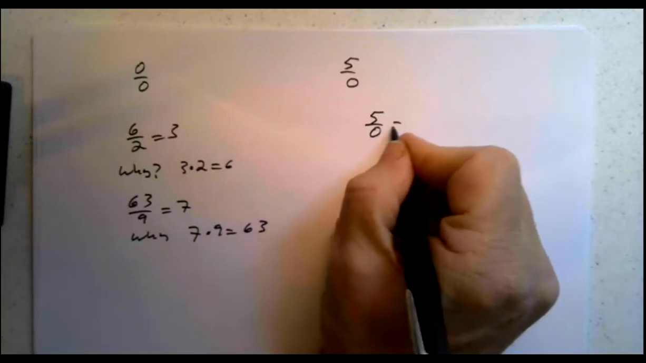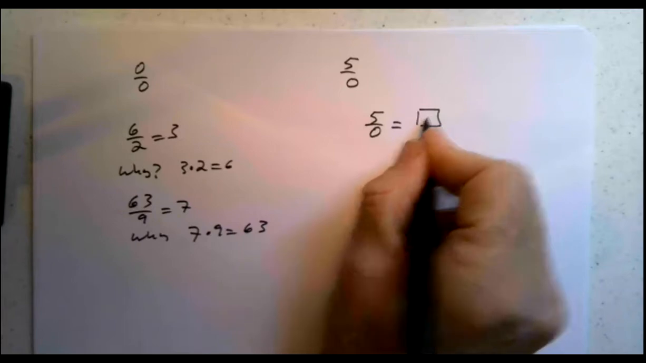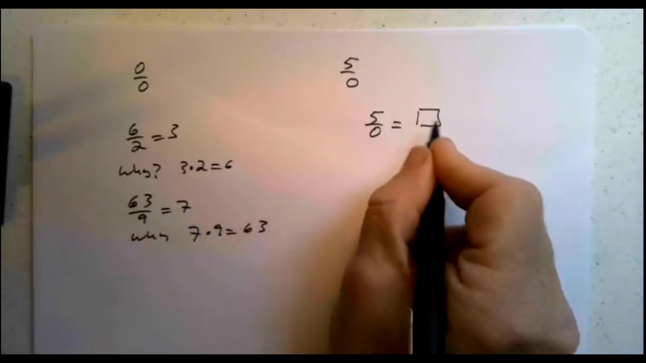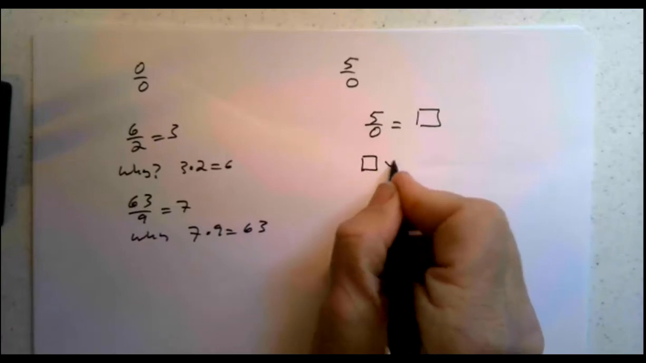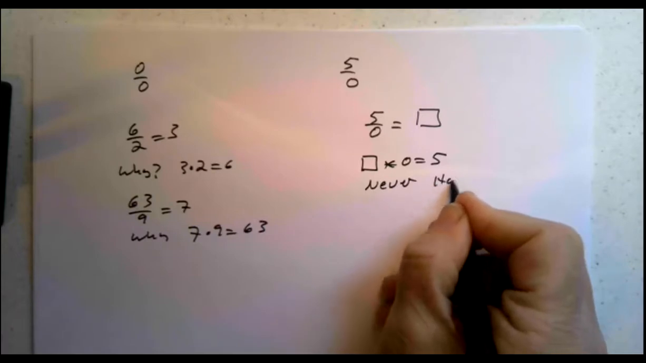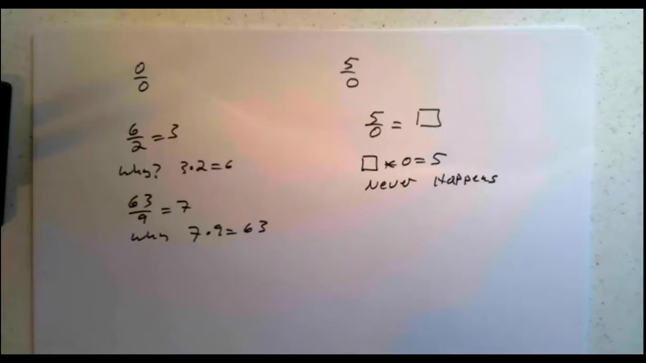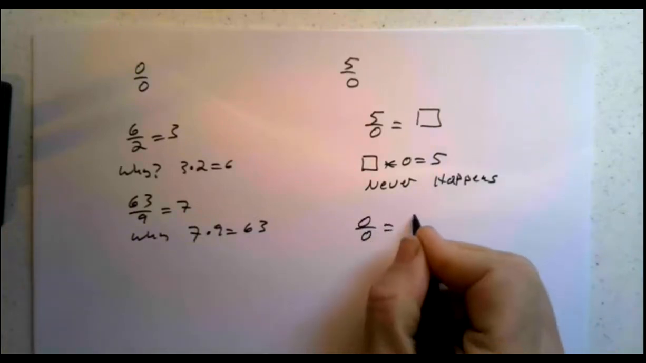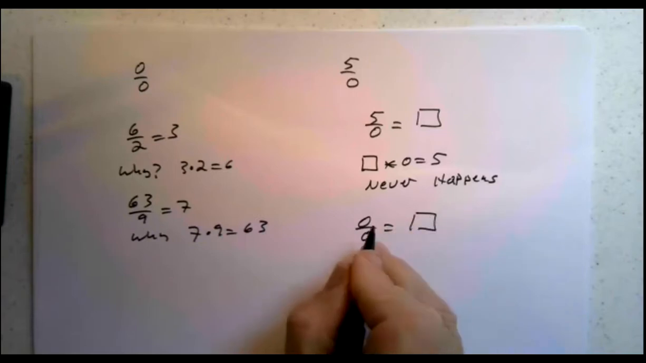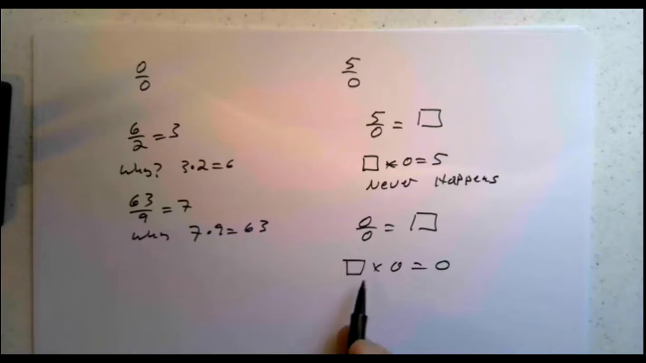But if I have 5 over 0, I would need some number here times 0 to equal 5. Whatever number goes here, right? 3 times 2 is 6, 7 times 9 is 63. Some number times 0 equals 5. Well, that'll never happen. But 0 over 0 is a different thing. If I have 0 over 0 equals some number, I need that number times 0 to equal 0. And you recognize, in a sense, that could be anything.